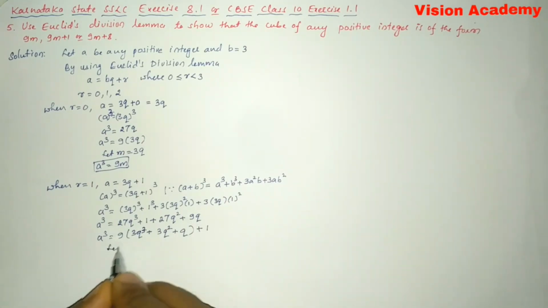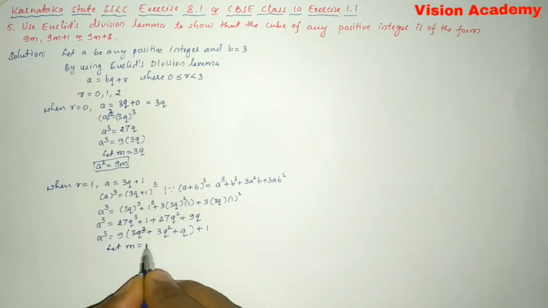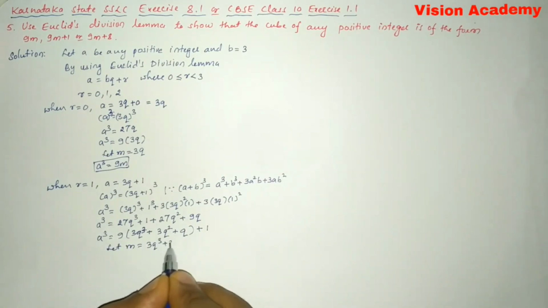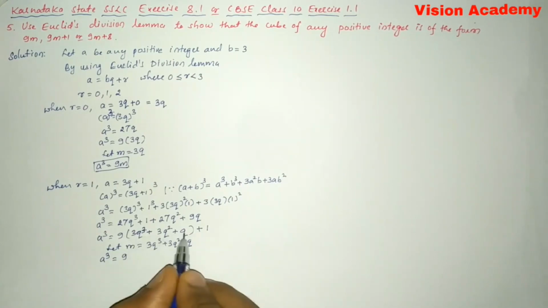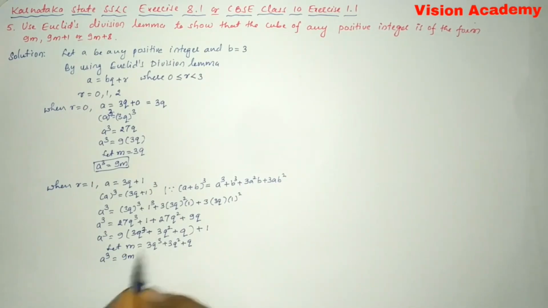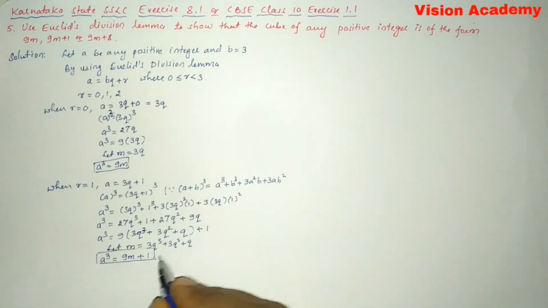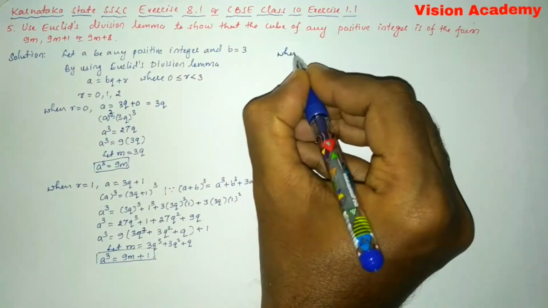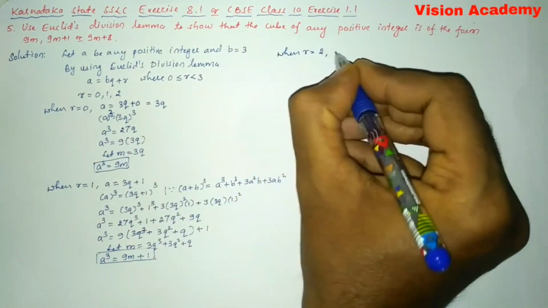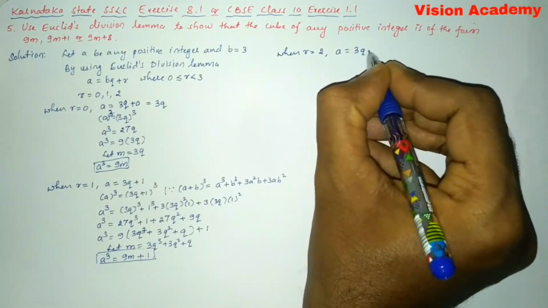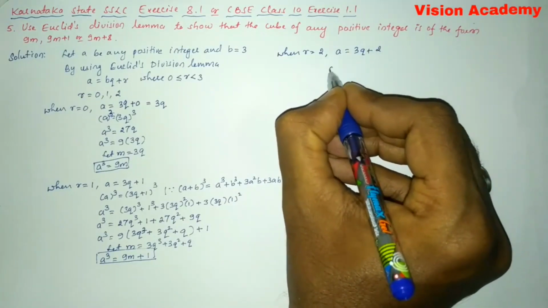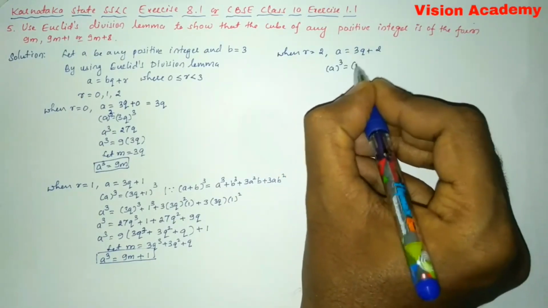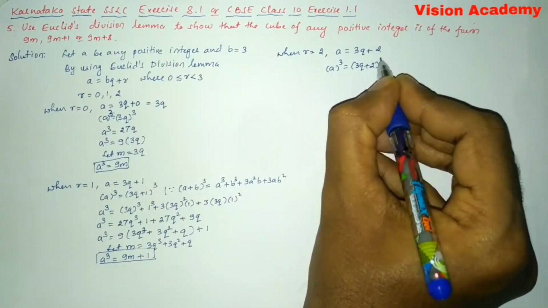Now let us take let m is equal to 3q cube plus 3q square plus q. Here we'll write a cube is equal to 9 and this expression is replaced with m. So 9m and this plus 1. When r is equal to 2, we get a is equal to 3q plus 2. Here let us take cube on both the sides. A cube is equal to 3q plus 2 whole cube.